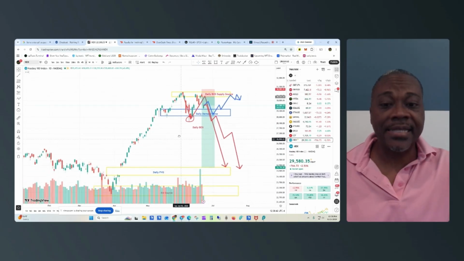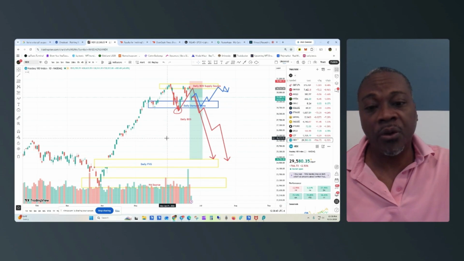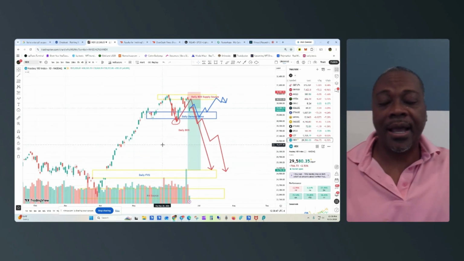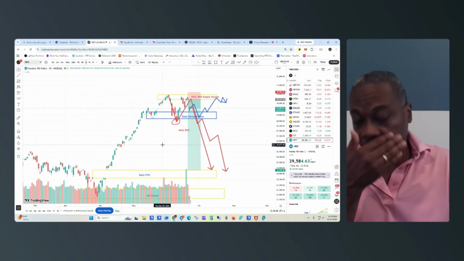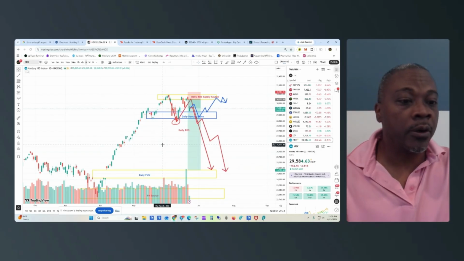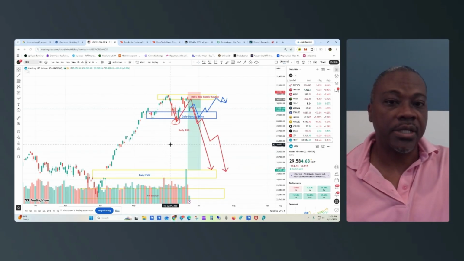So that's the NASDAQ. I spent a good bit of time on that, but I wanted to break down how we're reading these markets and what we expect to see, what we're looking for, to give us some signals as to whether we get out.